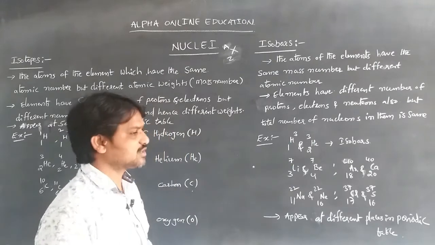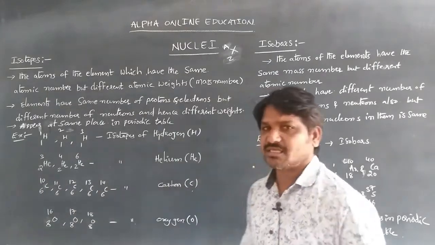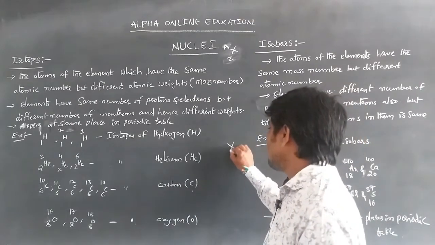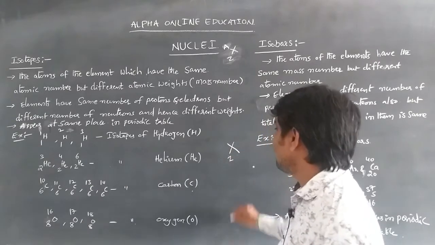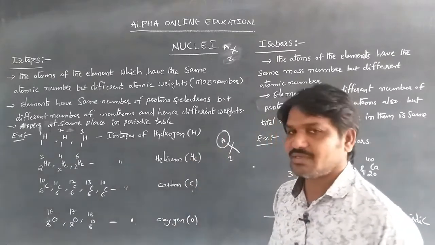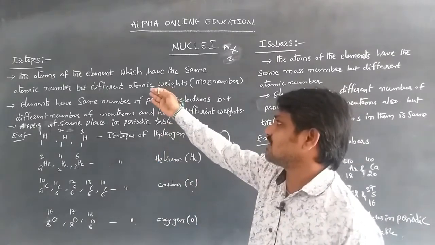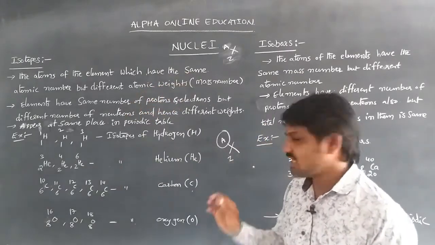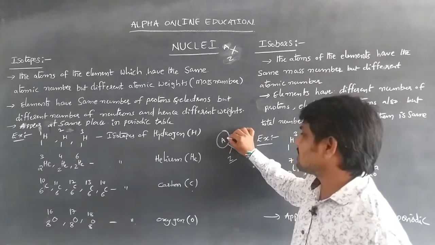The first one is isotopes. Isotopes are atoms of elements having the same atomic number but a different atomic mass number. Here we can have some examples. The atoms of elements which have the same atomic number but different atomic weights, meaning different mass numbers.